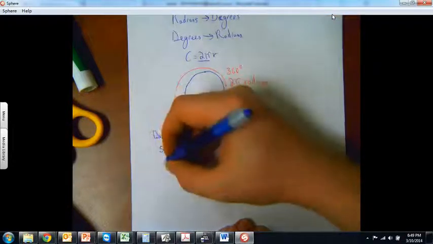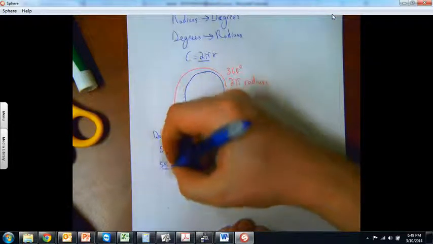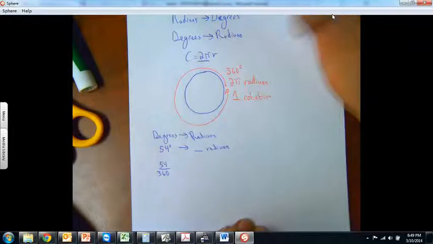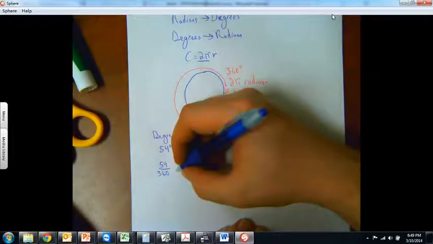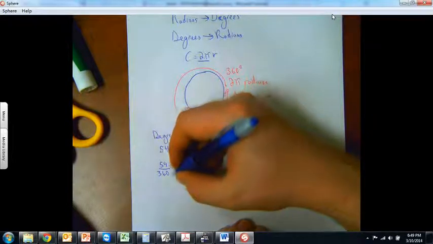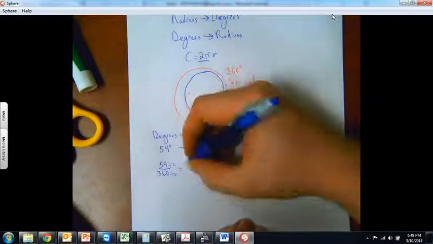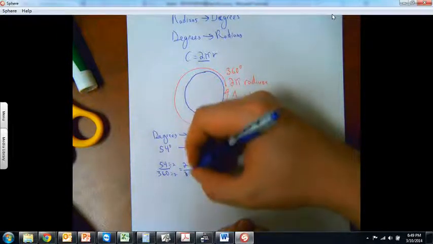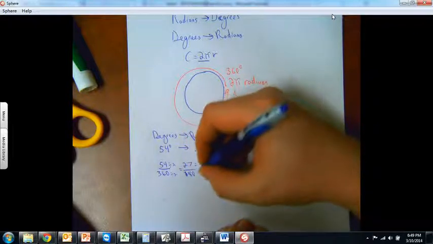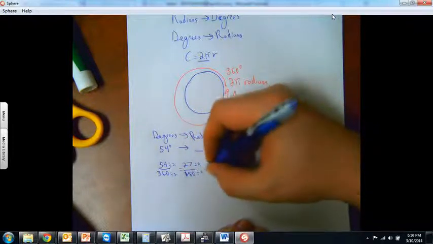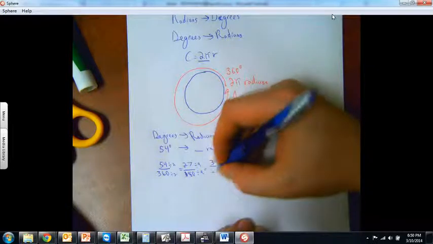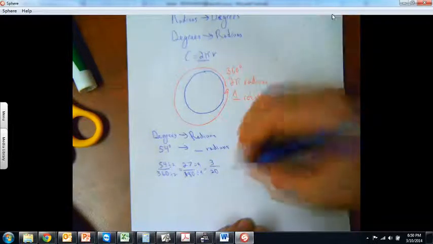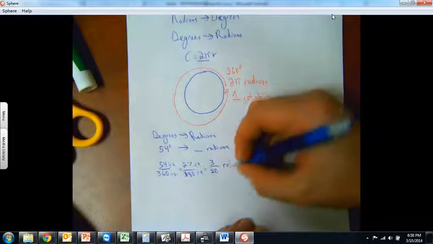So what I do is I take 54 and put it over 360. Reduce this. Let's see, divide the top and bottom by 2. I get 27 over 180. Divide top and bottom by 9. I get 3 over 20. Now that's reduced. 3/20 is the rotations.